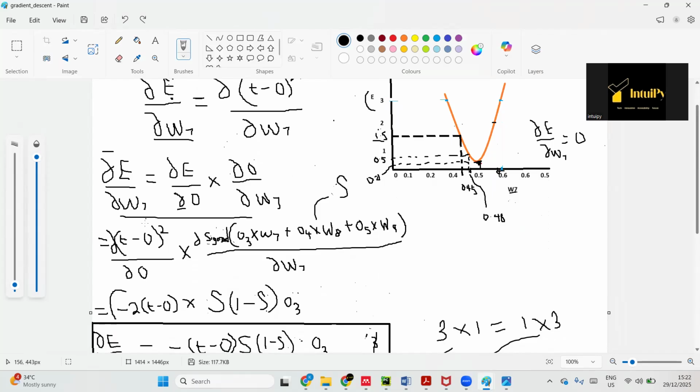So we can also replace E with T minus O, and then we square. That means dE over the output, times, remember, this output means this one. So this is our output.